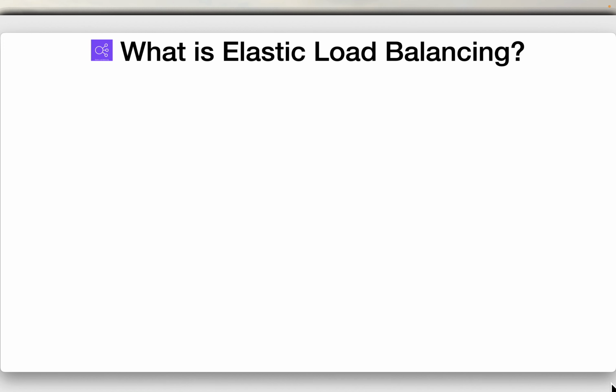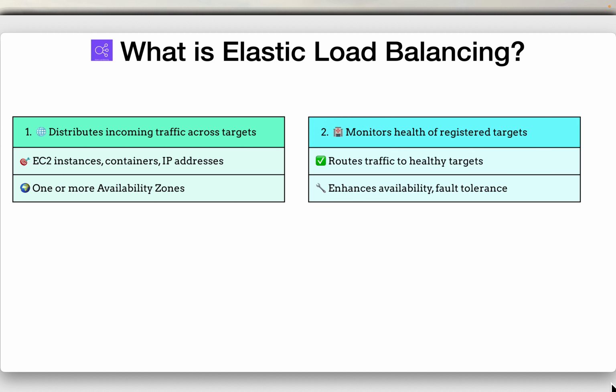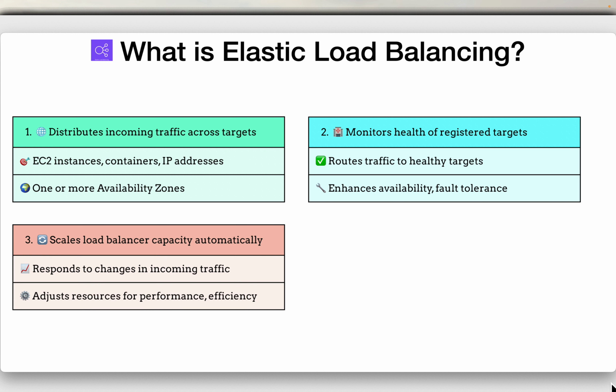So what is elastic load balancing? Elastic load balancing efficiently allocates incoming application or network traffic across multiple targets such as EC2 instances, containers and IP addresses in one or more availability zones. It ensures traffic is only routed to healthy targets, enhancing the availability and fault tolerance of your applications. It responds to changes in incoming traffic, adjusting its resources to maintain performance and efficiency.